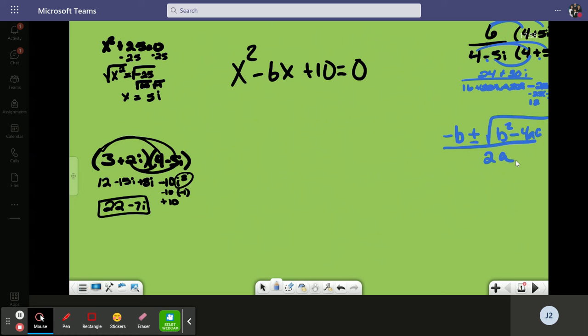Okay, so a in this problem, a is 1. What's b?